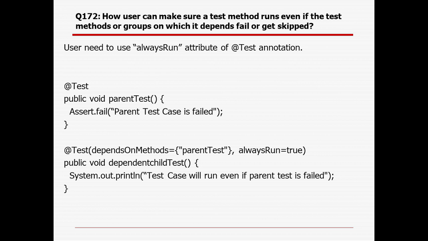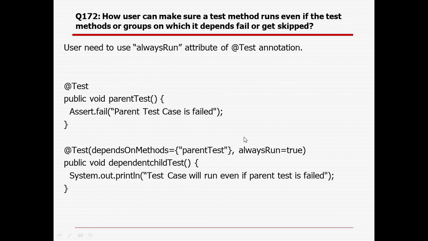How can a user make sure a test method runs even if the test method or group on which it depends fails or gets skipped? In case any method or group on which it depends gets skipped, obviously it will not run, it will be failed. If you want to make sure that it will still run in case the dependent groups or methods fail, we need to use the alwaysRun attribute of the @Test annotation. So with @Test we create a method, and suppose it fails, and under it I create another method which depends on the parent test, and I select alwaysRun.